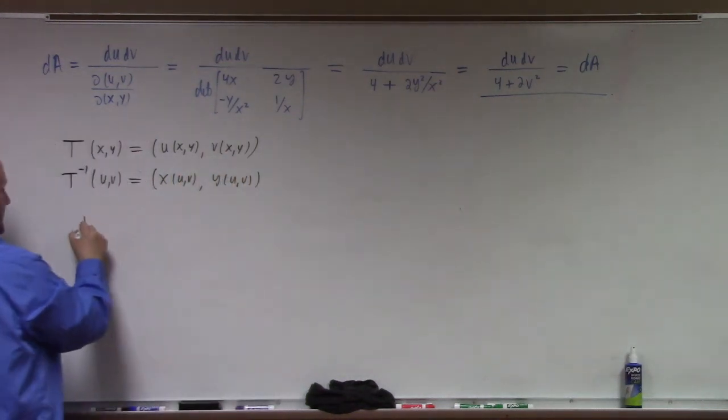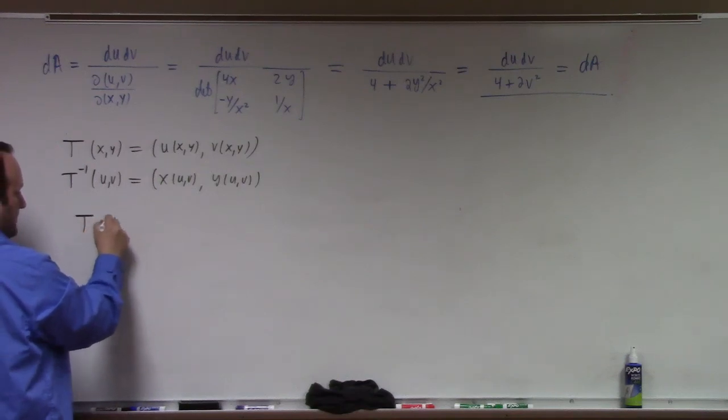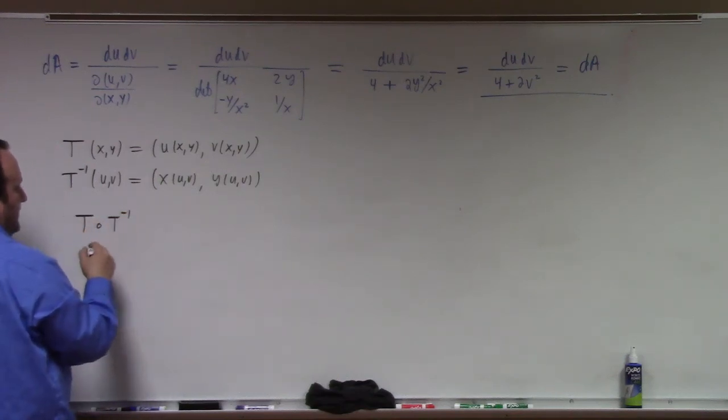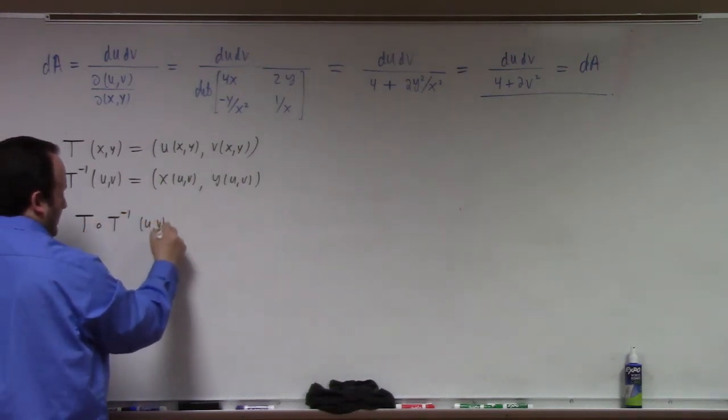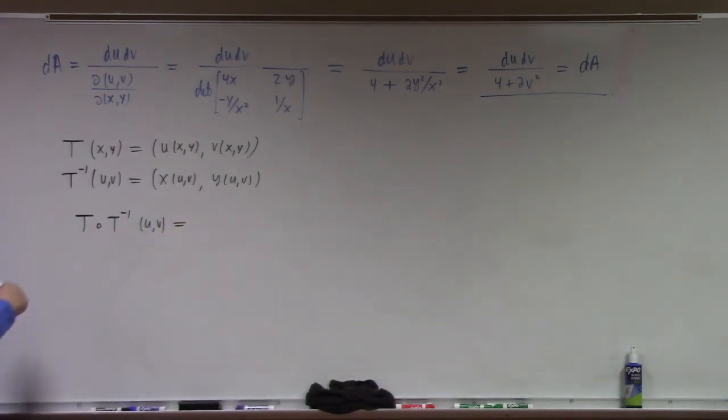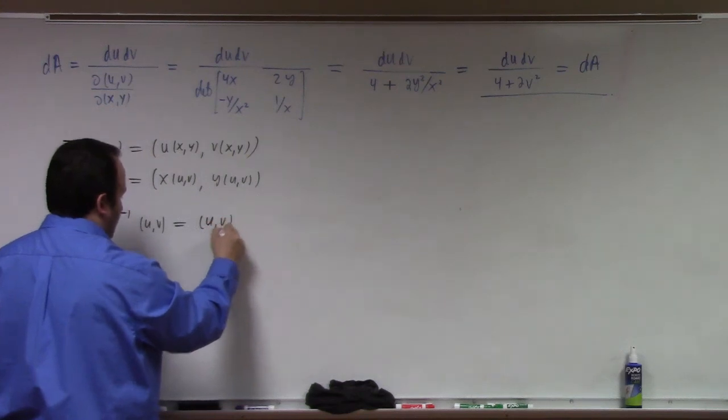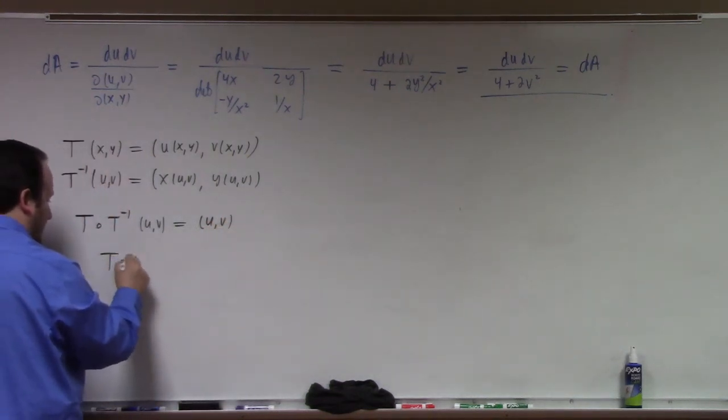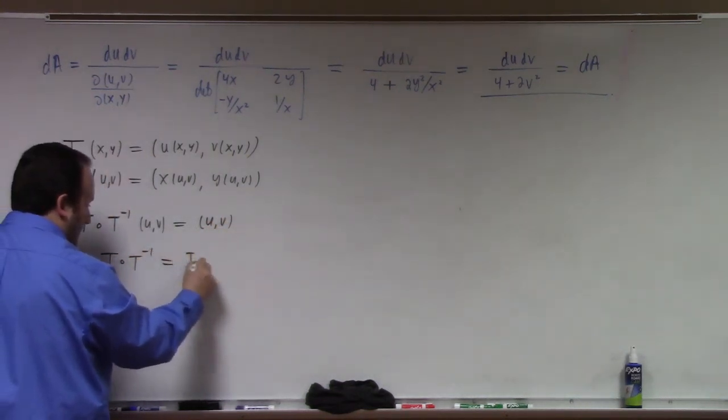But the larger point is that when you take T and you compose it with T inverse, what happens when you transform the coordinates and then you transform them back again? Well, you just get back where you started. So the larger point is that T composed with T inverse is actually the identity map.